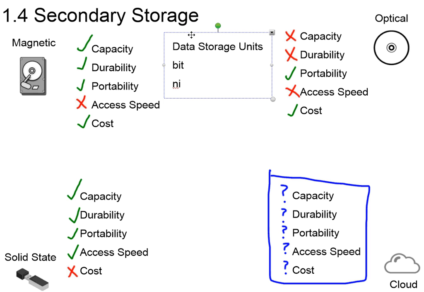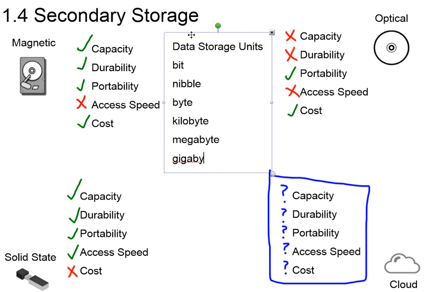Then 4 bits is called a nibble. 8 bits is a byte. 1024 bytes is a kilobyte. So a kilobyte might be a couple of paragraphs of text. 1024 kilobytes is a megabyte. So a megabyte might be a short snippet of a song.